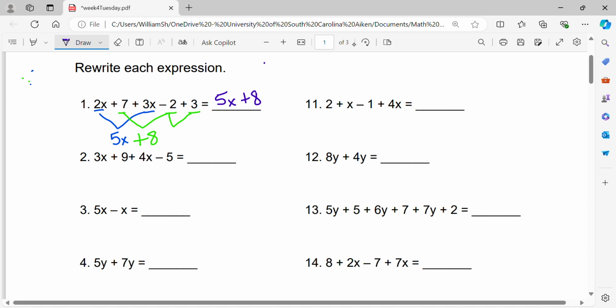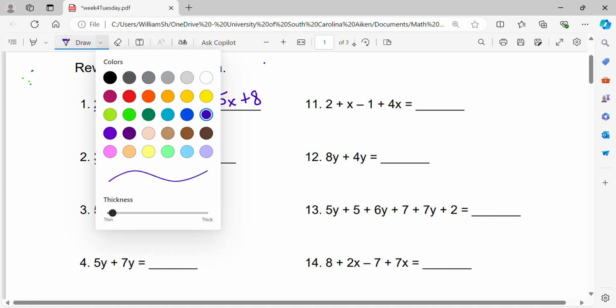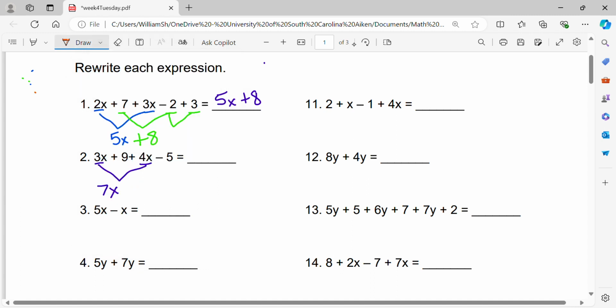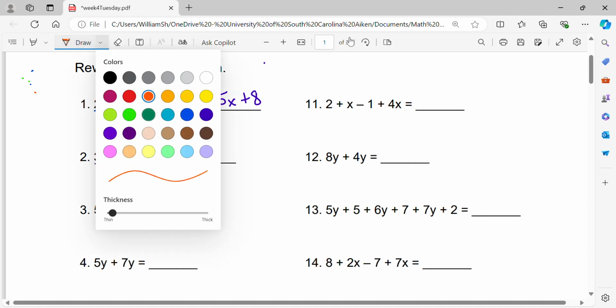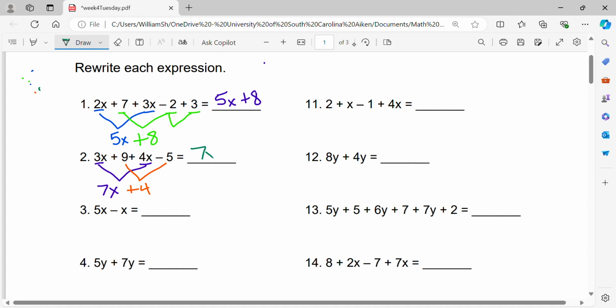Number 2 says 3x plus 9 plus 4x minus 5. Okay, I got 4 terms here. I'm going to combine the 3x and the 4x. I'll do that first. 3x plus 4x is 7x. Then I'll combine the 9 and the negative 5 because those two are constants. 9 minus 5 is 4. So I have 7x plus 4 to be my final answer. And we have simplified it. See, not meant to be too hard.